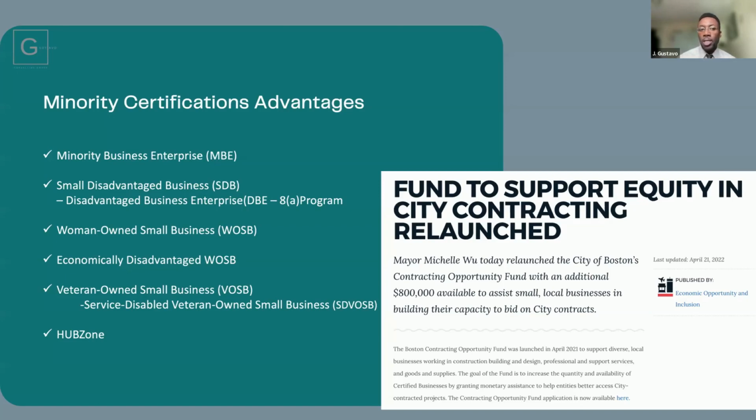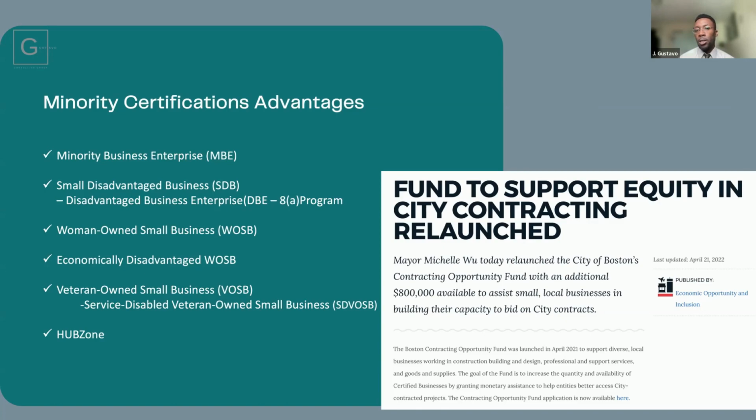So if you are looking to acquire your MBE, your SDBE, which is a small disadvantaged business, your WOSB, there are so many acronyms, your economically disadvantaged business, and your veteran-owned business, you can do it through 3 different organizations. The first of which is the city of Boston. They have a certification process that is specific to doing business with the city of Boston, and it limits you to being considered a minority enterprise only within city limits.